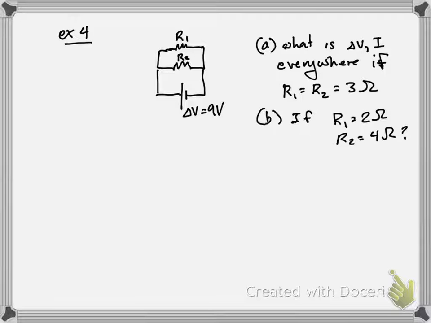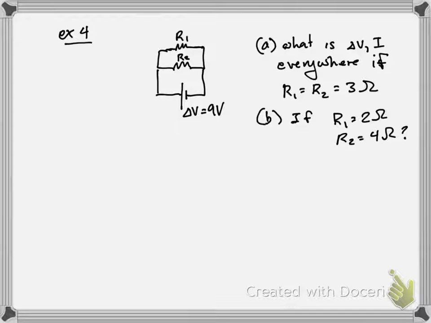So circuit number four is a straightforward parallel circuit. In this parallel circuit example, I'm asking what is the potential difference and current everywhere in the circuit if R1 equals R2 equals 3 ohms, and then if they're different from each other. So to start with, let's go ahead and analyze this circuit.